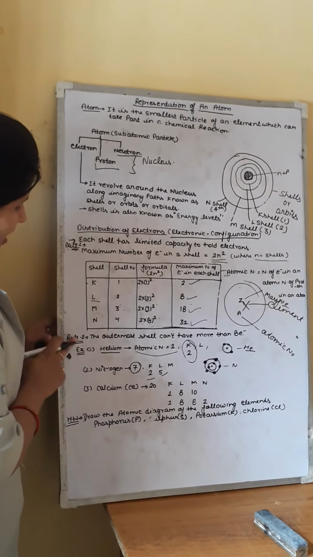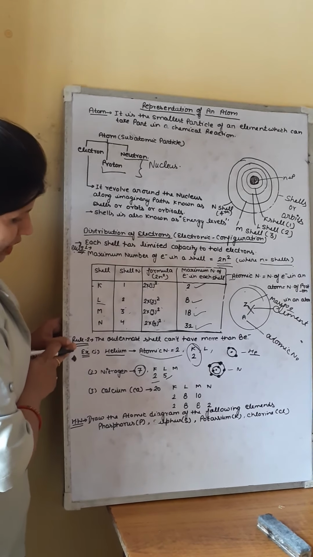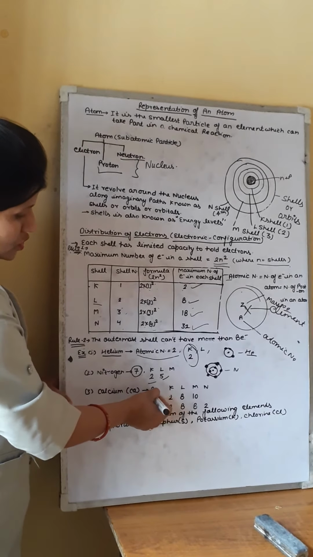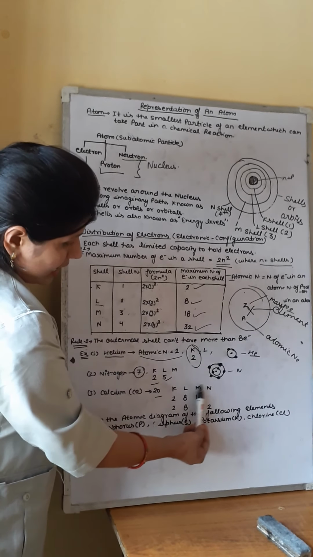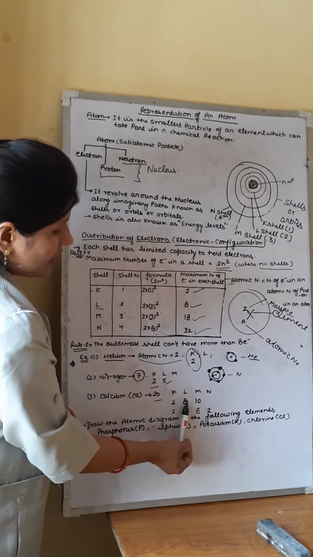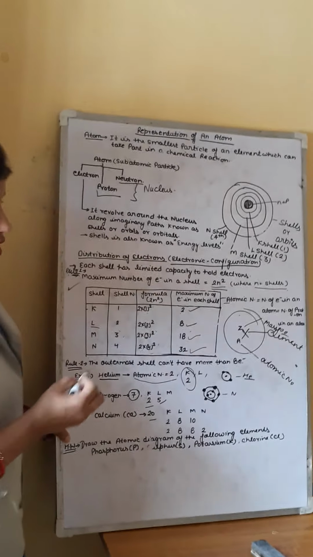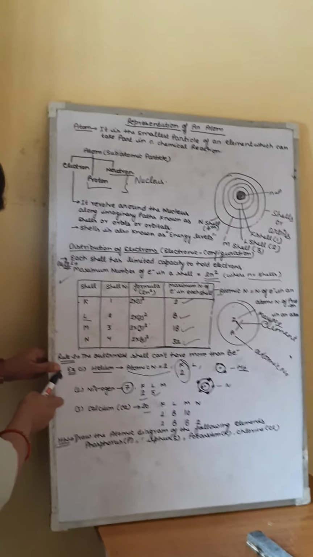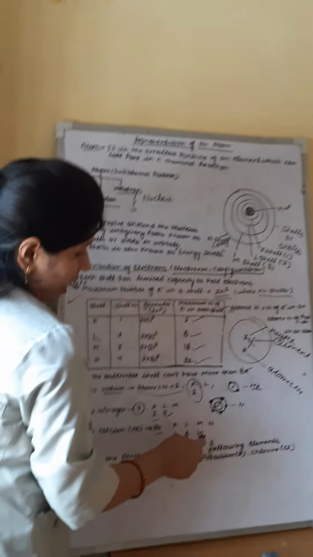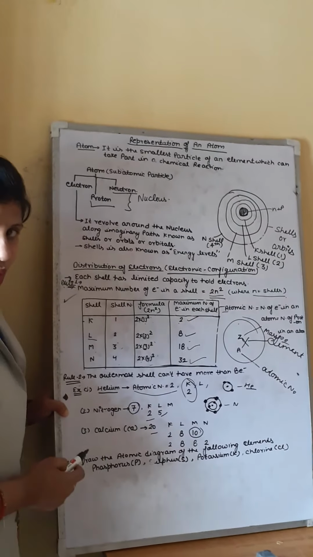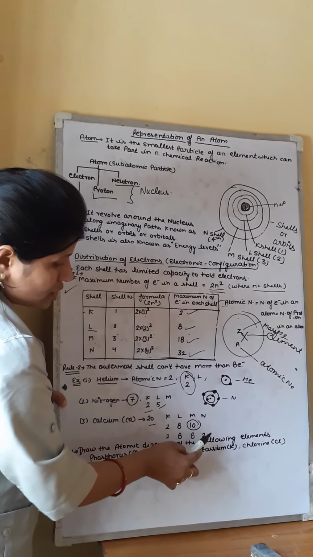Now students, in the third example we apply the second rule. How? Calcium's atomic number is 20. The distribution of electrons in K, L, M, N would be 2, 8, and the remaining 10 electrons go to M. But this is according to the first rule. What does the second rule say? The outermost shell cannot have more than 8 electrons, and here it is more than 8. So it is redistributed as follows: 2, 8, 8, 2.